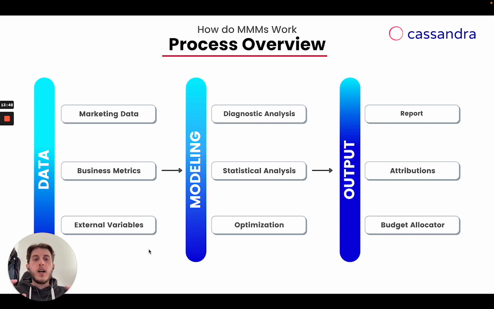And once we get this diagnostic analysis done and we have an idea of what our business is like based on the data that we have, we start with the statistical analysis. And the statistical analysis is basically the core of everything, the core of marketing mix modeling itself. And one thing that's important to note is that you may not get the best result out of your first modeling phase. In fact, there is another step here, which is optimization.